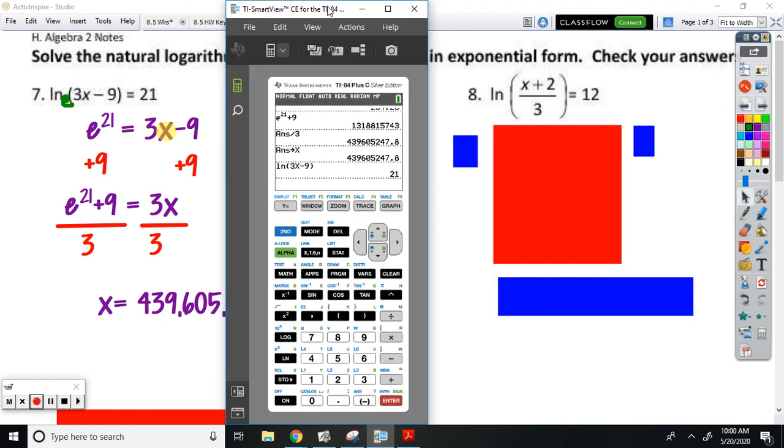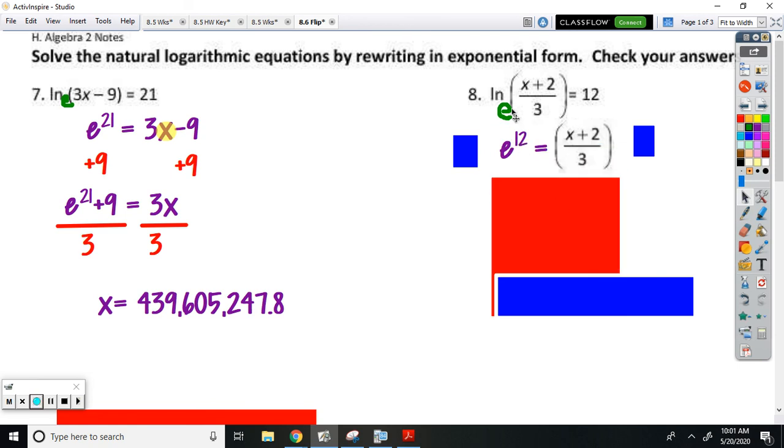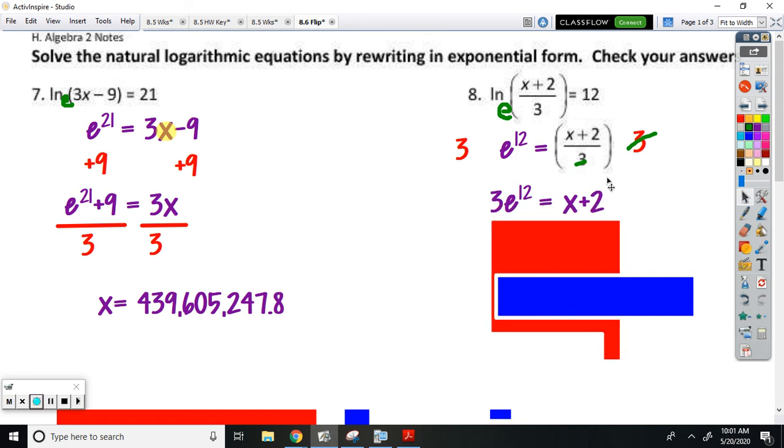Okay, in case you need to see number 8 as well, same kind of process. Remember, the natural log has a base of e. So when we change that to exponential, we should get e to the 12th power equals the quantity x plus 2 over 3. We then use inverse operations to solve. So right now I see division of 3, so the inverse is to multiply by 3 on both sides. That would allow these 3's to divide out. And then our last step is just to undo addition with subtraction.